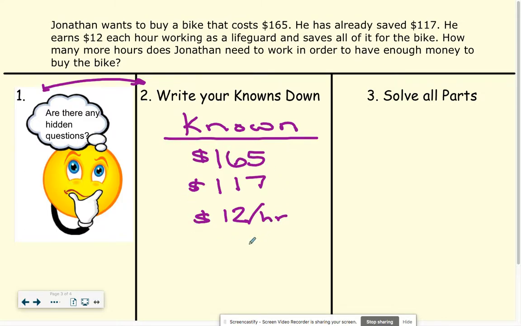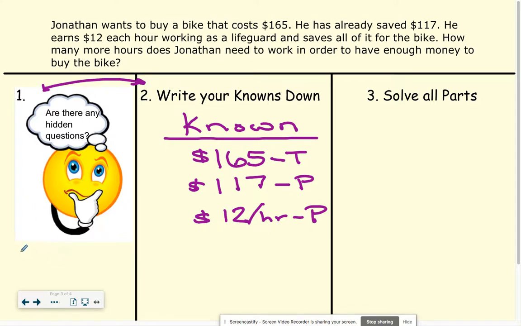The first thing I like to do when I find my knowns is, are any of these my actual total? Because if you can find your total, a lot of times that helps you solve your problem. I hope you said that the 165 was your total, which makes this a part of the total, and this becomes a part of the total. So if we know the total, that's the amount the bike actually costs, do we have any hidden questions we need to solve first in order to answer this question?